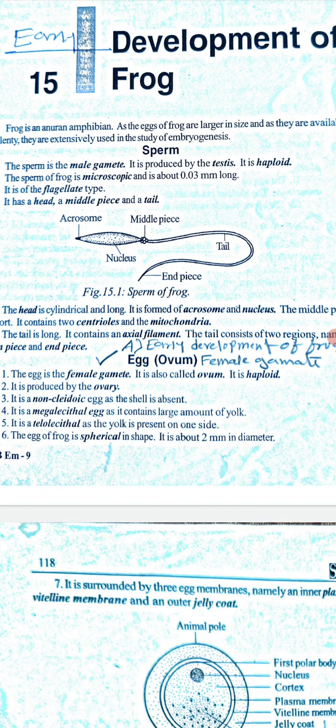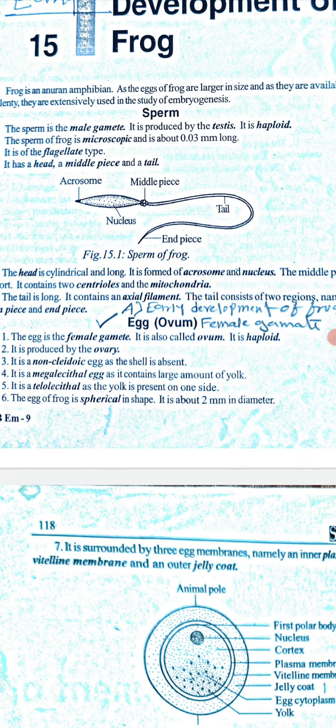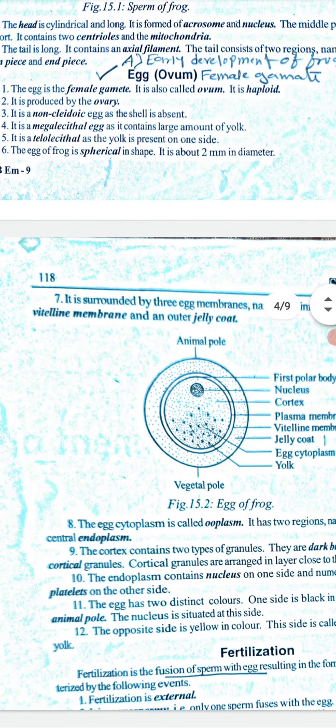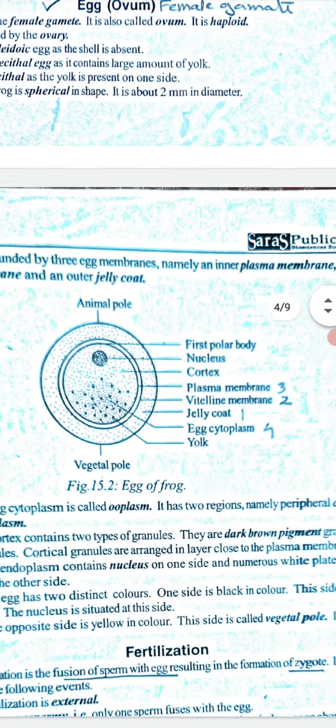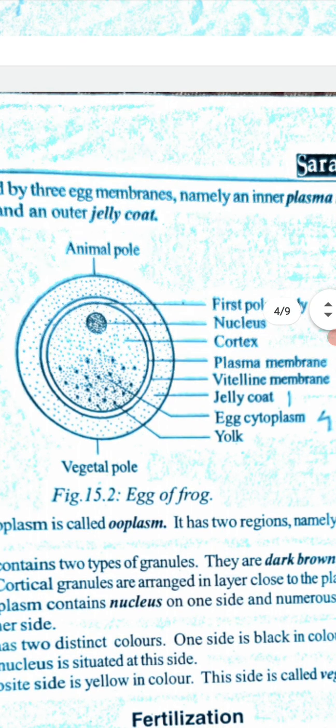In the egg of the frog, a large amount of yolk is present, therefore it is called the megalecithal type of egg. And in this type of egg, the yolk is present on one side of the egg, therefore it is called the telolecithal type of egg. The egg of the frog is spherical in shape and is about 2 mm in diameter. Figure 15.2 shows the egg of the frog.